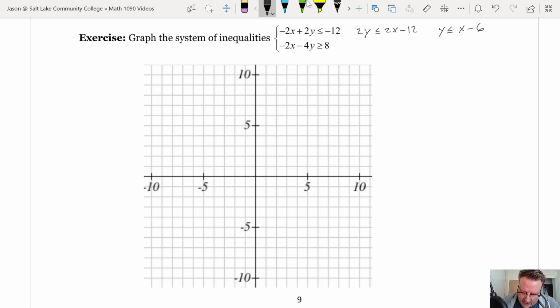And if we solve the next inequality for y, we get negative 4y is greater than or equal to 2x plus 8. And I can do the same thing, divide both sides of the inequality by negative 4, but dividing by negative 4 is the same as multiplying by negative 1/4, right? I've got to flip the direction of the inequality, and I get y is less than or equal to 2 times negative 1/4 is negative 1/2, so negative 1/2 x. Negative 1/4 times 8 is negative 2.